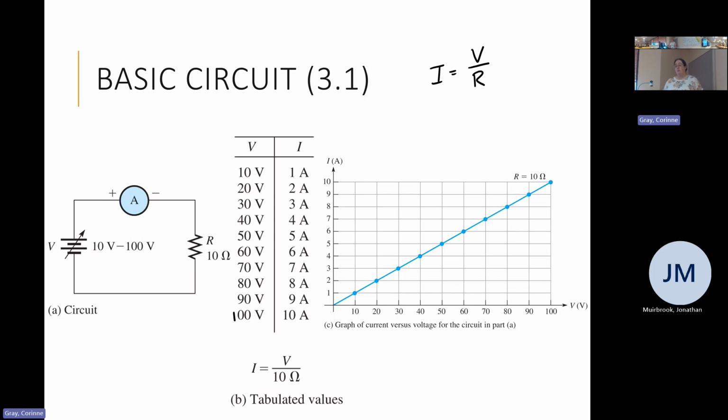So any questions before we do an example? This one? This is a variable battery. So anytime you see the arrow through it, that means variable. It's on top of the battery symbol in this case. Any other questions?